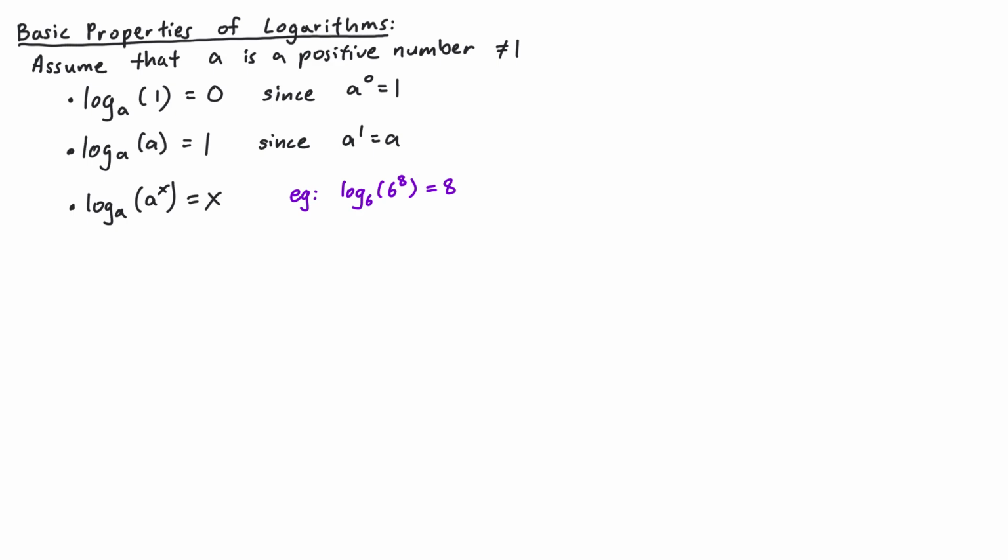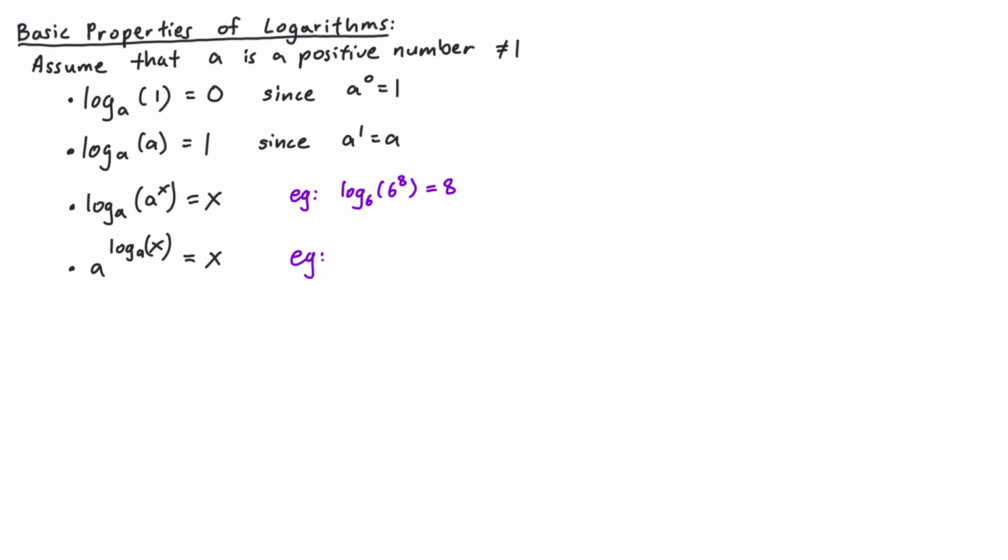They undo each other. Our next property essentially says the same thing, only we're doing the operations in the other order. If we take a number x and we first take the logarithm of it with base a, and then we follow it up with exponentiating this expression with base a, those two operations are going to cancel each other out and give us back x. Let's take a look at an example of this.